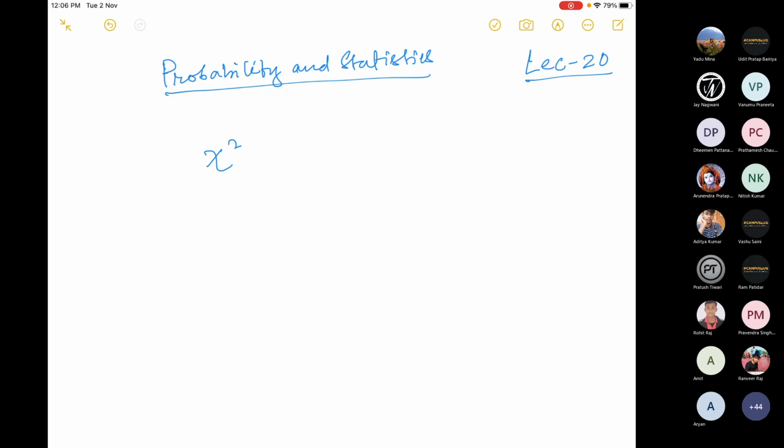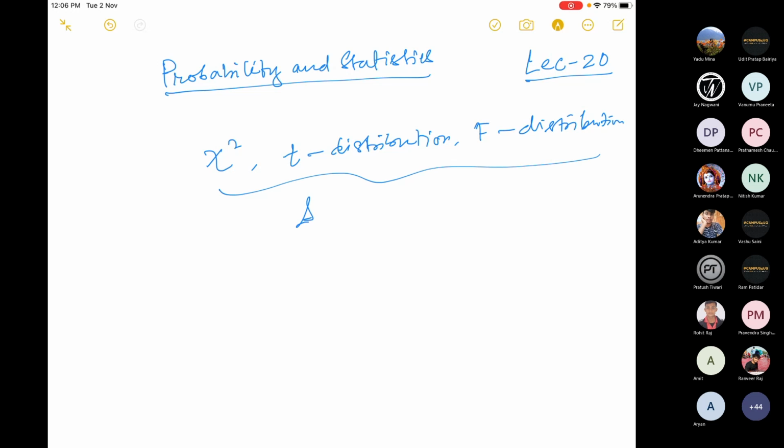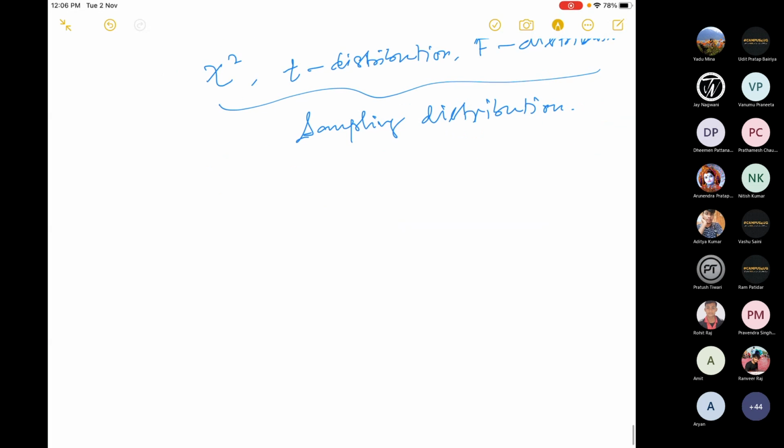And so yeah, then we did T distribution, and we also did F distribution, right? F distribution, and these we called sampling distributions. And why did we call it sampling distribution? Because the word sampling is coming from the sample.